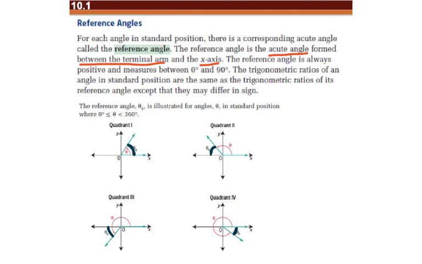Key things to note with reference angles: they must always be acute, they must always be less than 90 degrees, and they must always join to the x-axis.